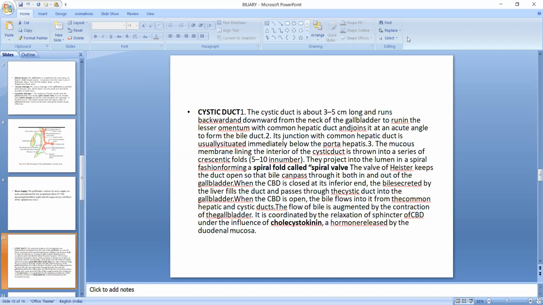When the common bile duct is open, the bile flows into it from the common hepatic and cystic ducts. The flow of the bile is augmented by the contraction of the gallbladder. It is coordinated by the relaxation of the sphincter of the common bile duct under the influence of cholecystokinin, a hormone that is released by the duodenal mucosa.